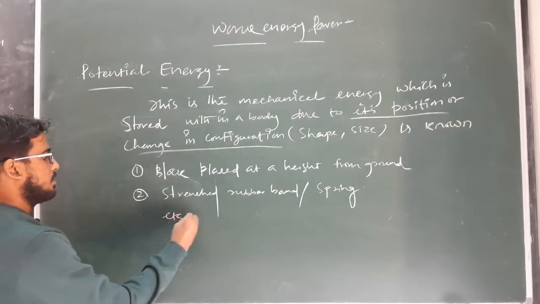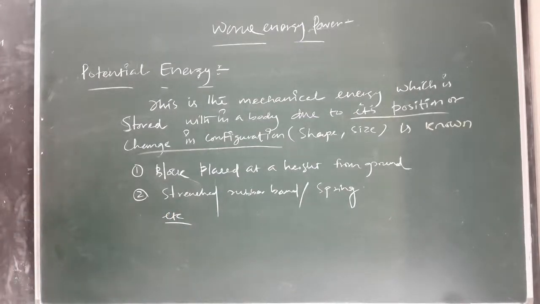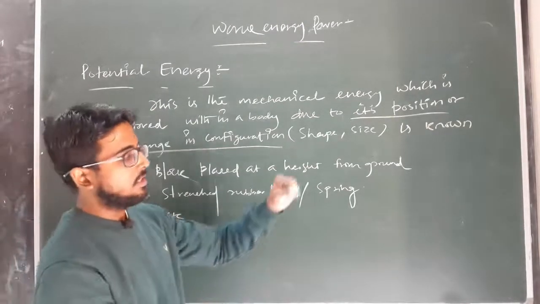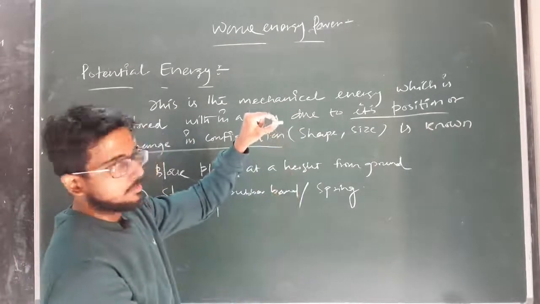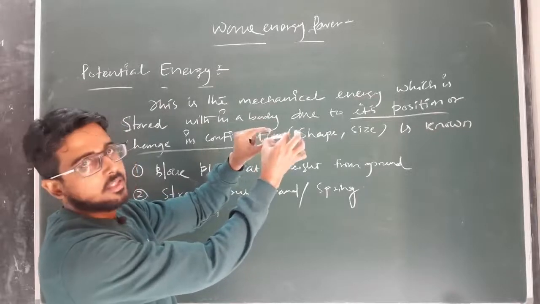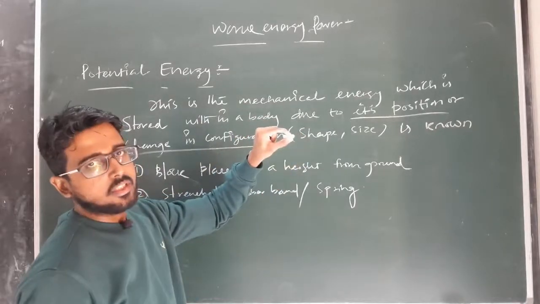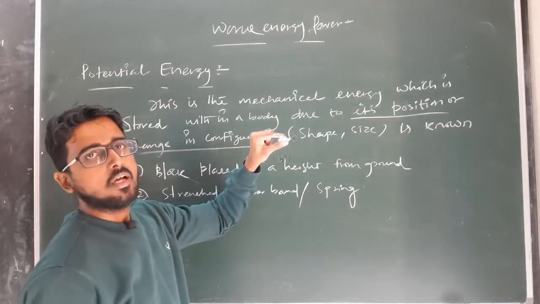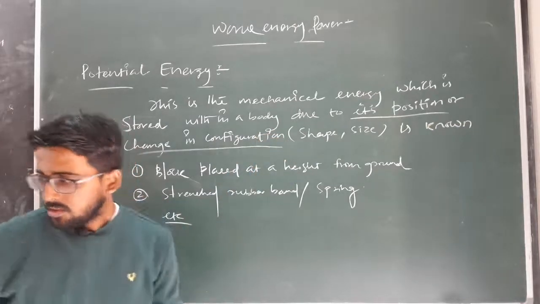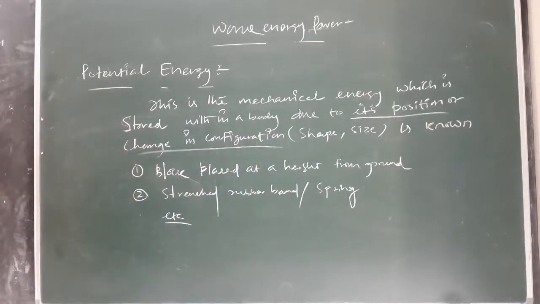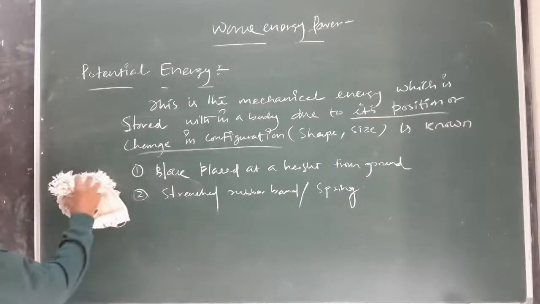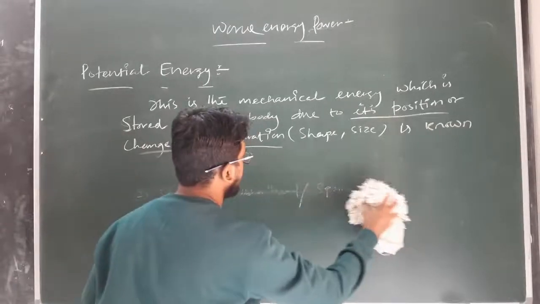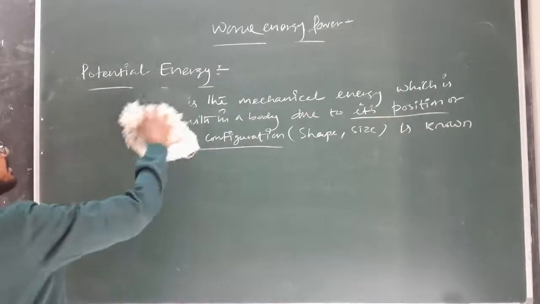or etc. Okay, so if I am holding this chalk at this position, at a height, let's say h from the ground, then this chalk has some energy, and this energy stored within this chalk due to its position is known as potential energy. Clear? So the energy stored within a body due to its position or change in its configuration is known as potential energy. Clear? So first of all we have to discuss the gravitational potential energy.